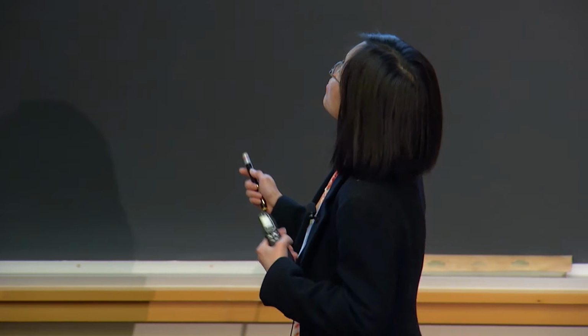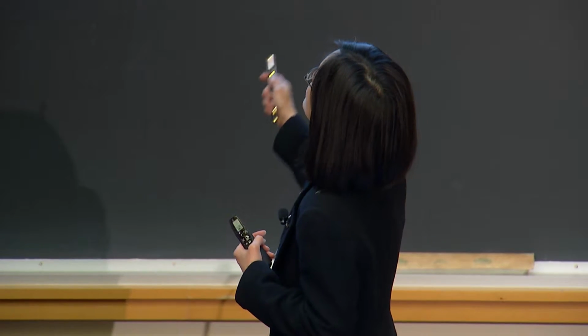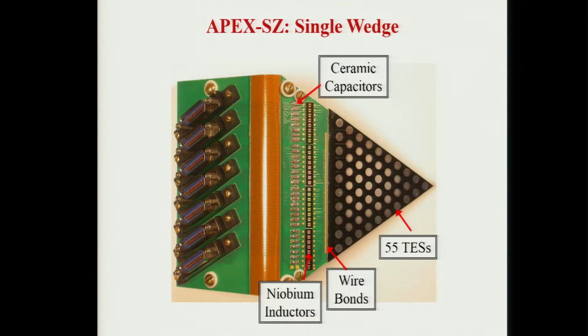And here you can see the wedge. This is our transition edge sensors. We have to wire bond, and then we asked TRW at that time, I think they changed the name afterwards, to make the niobium inductor for us. And then we just buy the commercial ceramic capacitors and solder them. And then you see these micro-D connectors, then we can connect to the 4 Kelvin SQUID, which is next one.